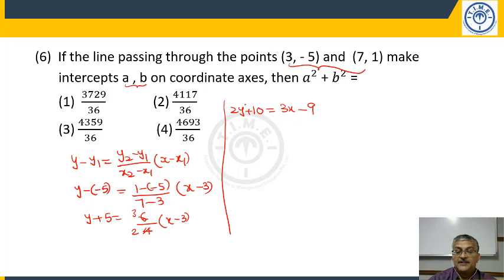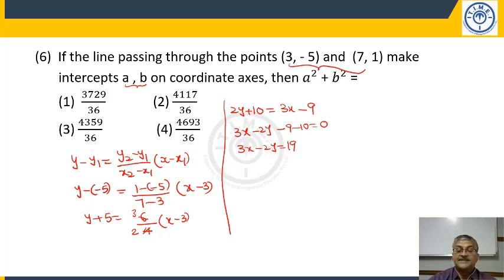So we take all these values this side, 3x minus 2y minus 9 minus 10 is equal to 0. That means 3x minus 2y is equal to 19. This is the equation of a line. But what we want to calculate, it makes intercepts A and B. So we want to calculate the x-intercept and y-intercept.